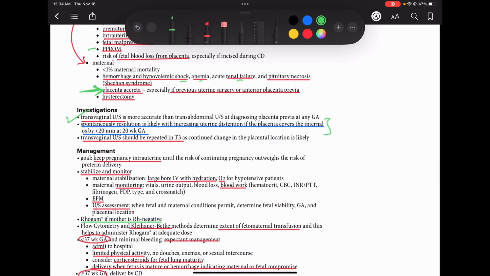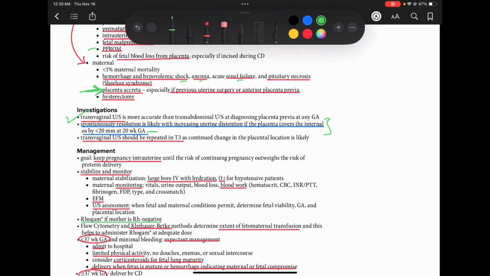Spontaneous resolution is likely with increasing uterine distension if the placenta covers the internal os by less than 20 millimeters at 20 weeks of gestational age. So if you diagnose placenta previa at around 20 weeks of gestation, before the third trimester, and if it is pretty close to the internal os, covering it by less than 20 millimeters, then there are chances that it might resolve spontaneously on its own.